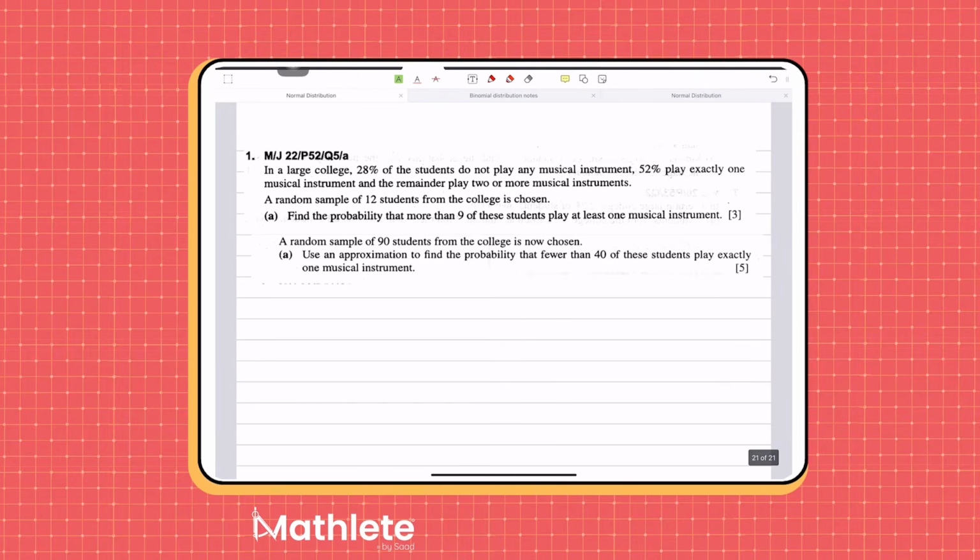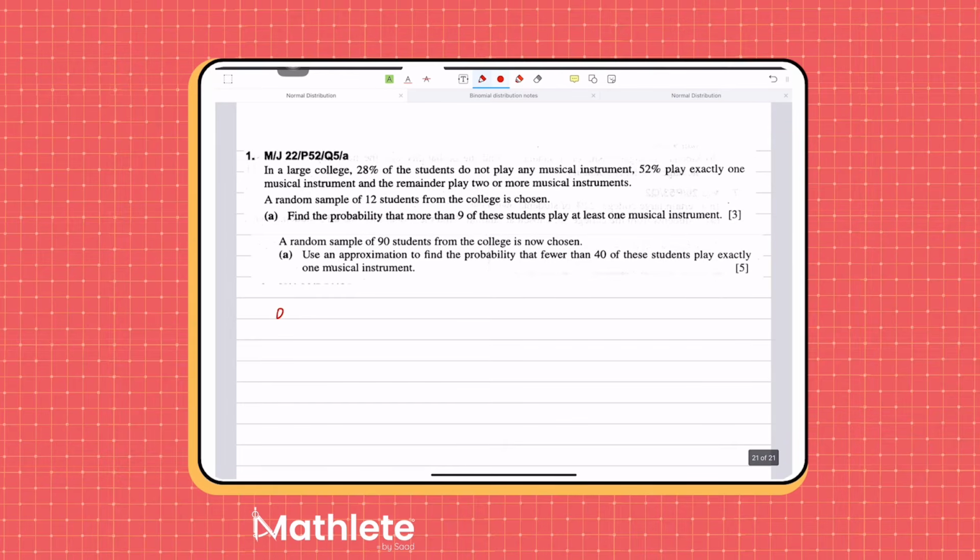It says in a large college, 28% of the students do not play any musical instrument. Okay, you guys might remember solving the first part of this question. 52% play exactly one musical instrument and the remainder play 2 or more musical instruments. Okay, so what we do is, since we are talking about playing or not playing, at least one means that they either play or they do not play. Okay, so here's what we're going to do.